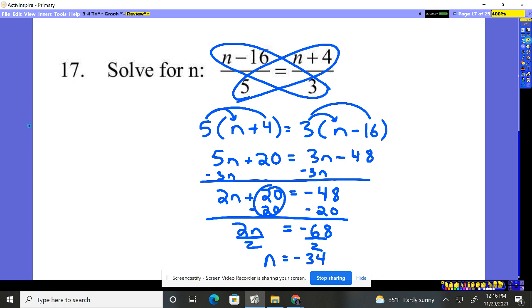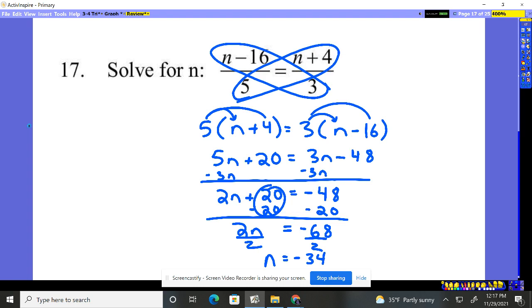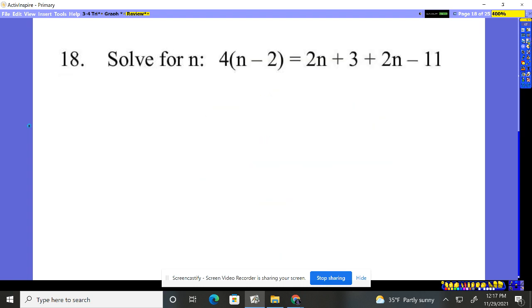Let's do one more, number 18. Solve for n here. I think we skipped one. No, we did not. Thought it skipped, but it didn't. So let's distribute through. So I have 4n. 4 through to 2 is minus 8 equals over here. Combine 2n and 2n is 4n. Gain 3, lose 11. That's losing 8.